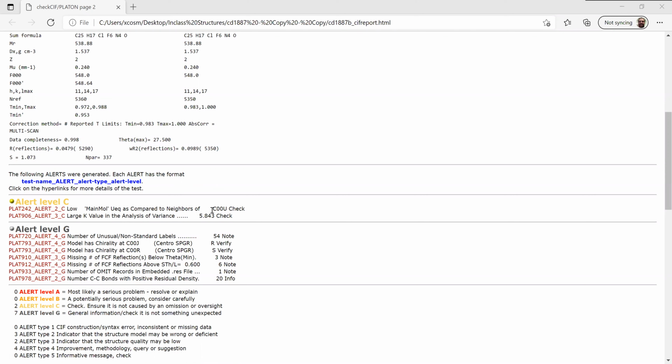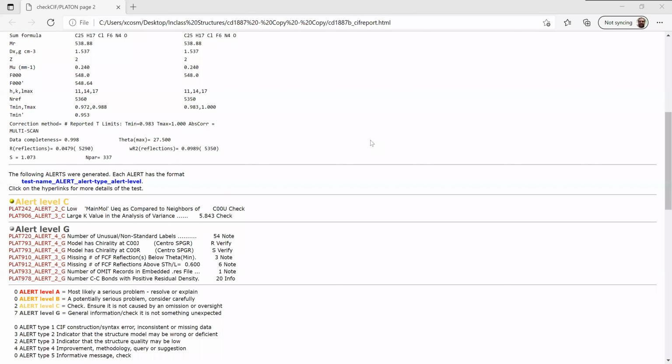One thing we did forget to do was the labeling. I'll show you that quickly when we get back to the OLEX window. It does suggest chirality, so you need to confirm the chirality of C00J, C00R. So as far as the structure model, we're finished. There are no significant errors with the structure. So now let me shift back to OLEX.